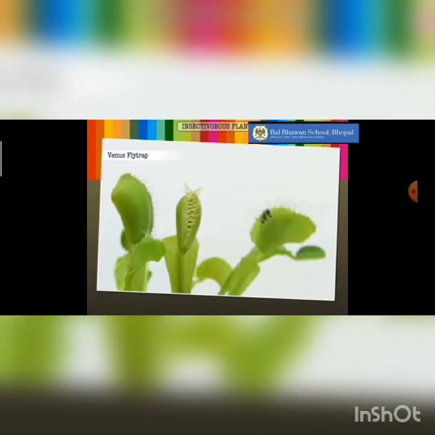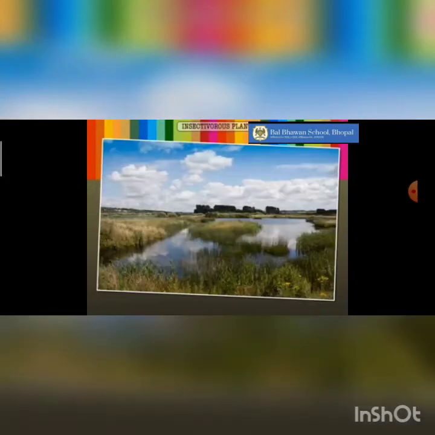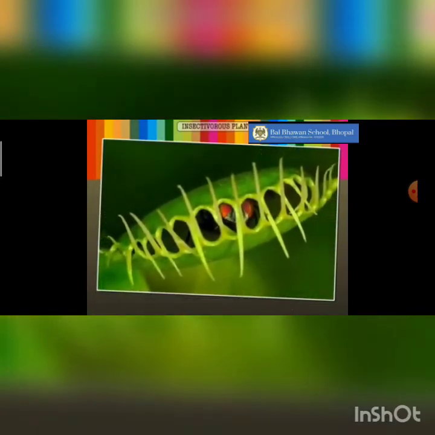Insectivorous plants are actually capable of growing in areas which have low nutrient values because they get their nutrients from the insects they eat, not from the soil. So that's the wonder of nature.